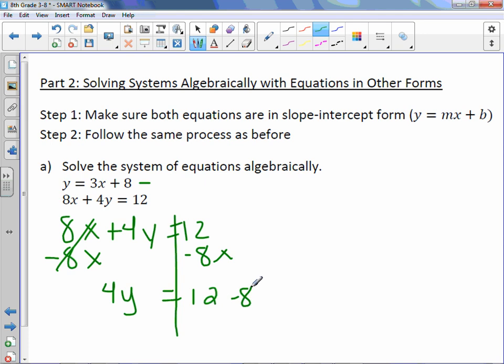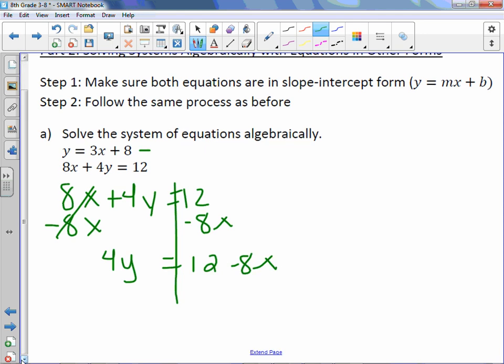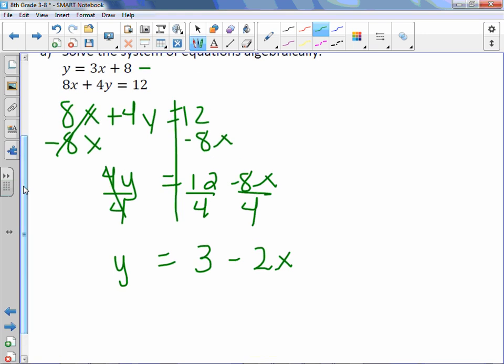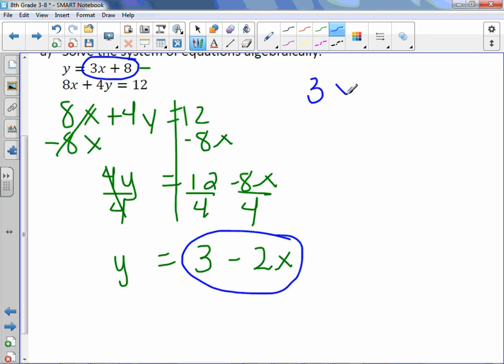12 minus 8x. Well, I still have to divide by 4, and the trick here is you divide everything by 4, so all three terms. y equals 3 minus 2x. So now I have a second equation, and now they're both equal to y. So I can now say that this equals that. So 3x plus 8 equals 3 minus 2x. And let's solve this equation.